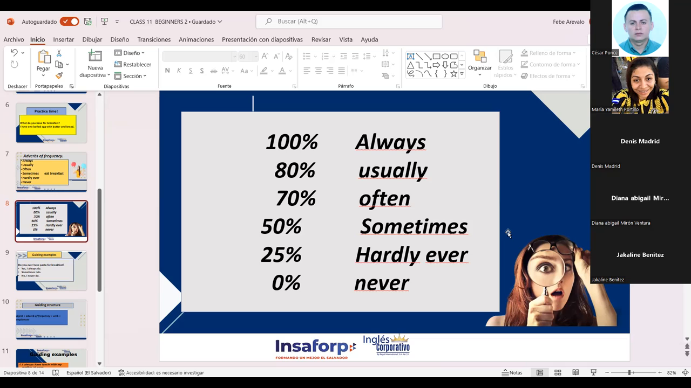Let me go with Diana. Hi, Diana. Action. Hola. 100% always. 8% usually. 7% often. 80% sometimes. 70. No, eso sería 50. 50% of 50%. El hardly ever. El 50. No, es que usted me dijo 100 de nuevo aquí en 50. ¿Me dije cómo? 100 y es 50.